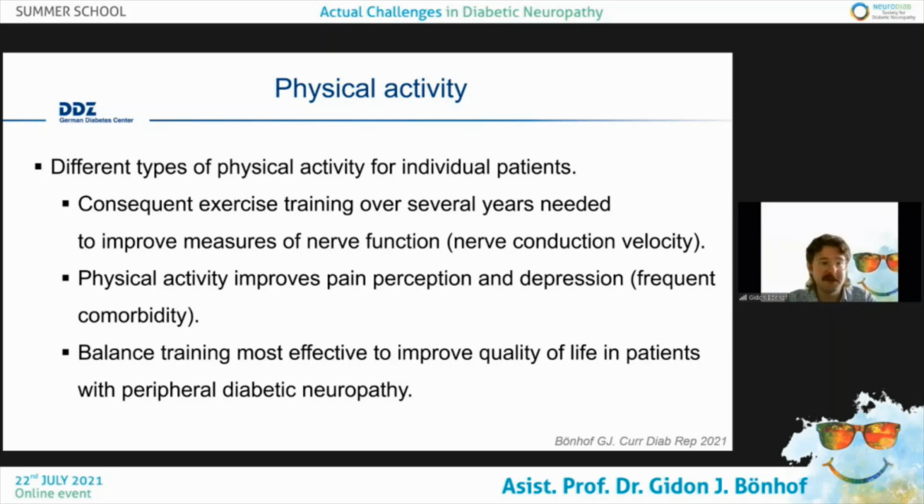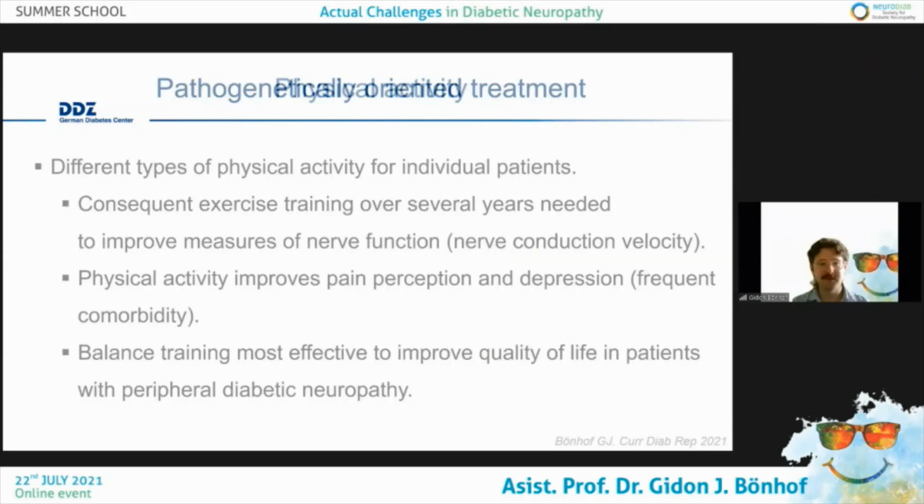And imagine for a patient with diabetic neuropathy who does not feel the feet anymore, it's very important to strengthen the muscles, to remain active, or to remain a sense of balance. And I think balance training is a very good way to remain quality of life despite increasing nerve fiber loss or nerve fiber damage. So so far to causal treatment and lifestyle modification in patients with diabetic neuropathy.